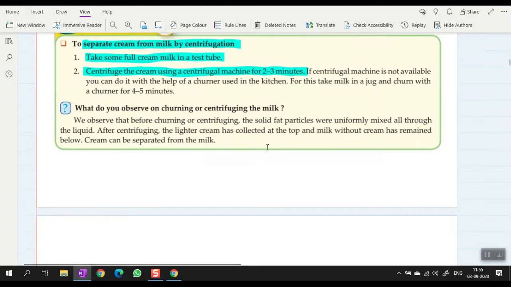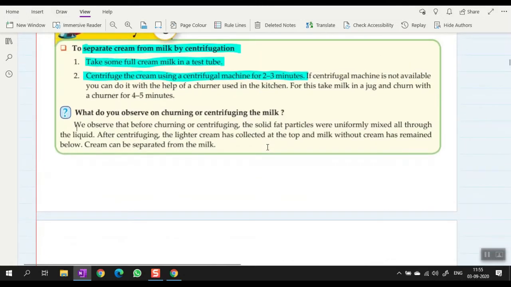For this, you can take the milk in a jug and churn it with a churner for 4 to 5 minutes. When you churn the milk, the lighter cream collects at the top and milk without cream remains below. Milk contains lighter fat particles, the cream particles, which float on the top surface, and the heavier milk goes down. So cream can be separated from milk using centrifugation.